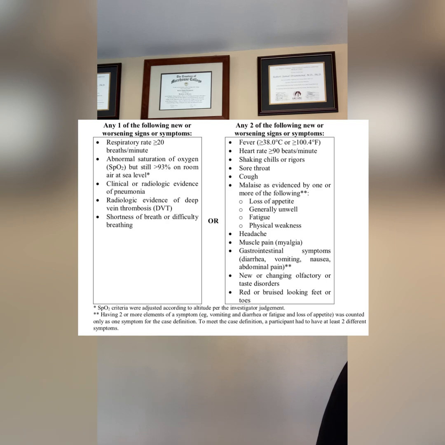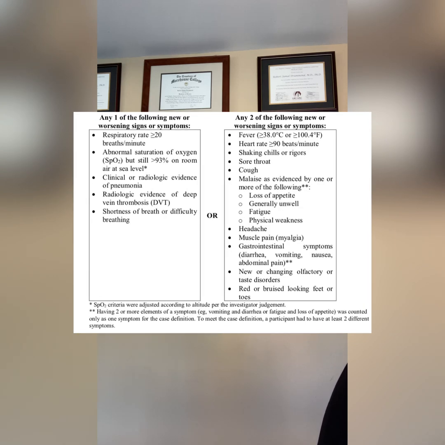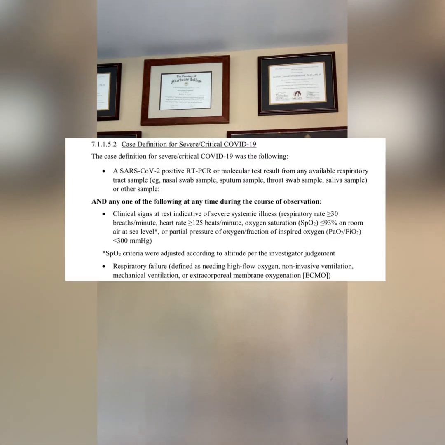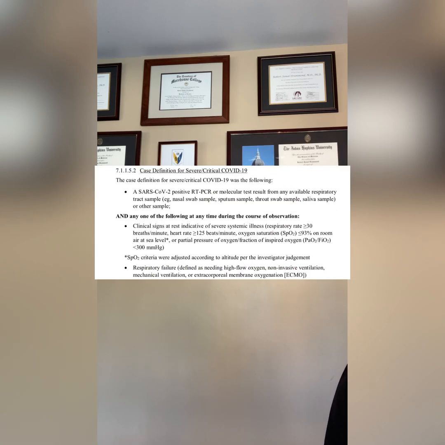Okay, so you look at these and you say, okay, an individual that has either one of this column or two of these column will fit the definition of what they call moderate to severe COVID-19. The next thing they looked at and defined was what is severe to critical COVID-19. So once again, take a look at this. Severe critical COVID-19 includes a SARS-CoV-2 positive patient, again, confirmed via PCR, plus any of the following at any time during the course of observation.